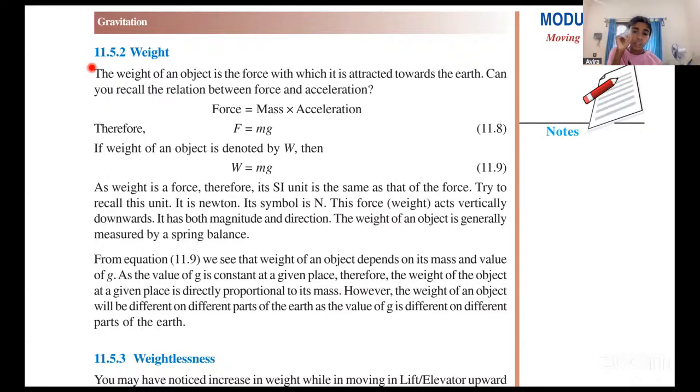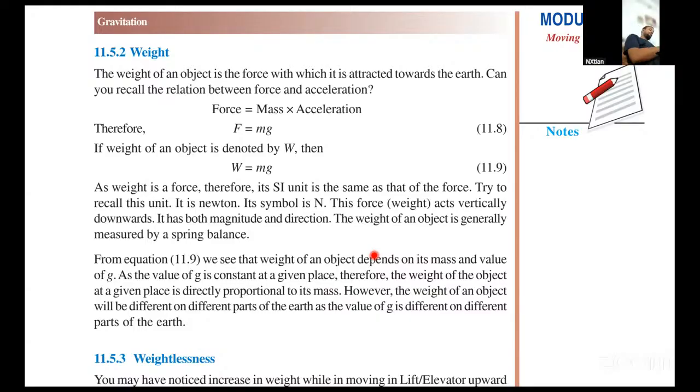This force, weight, acts vertically downwards. It has both magnitude and direction. The weight of an object is generally measured by a spring balance. From equation 11.9, we see that weight of an object depends on its mass and the value of g. As the value of g is constant at a given place, the weight of the object at a given place is directly proportional to its mass. Perfect.